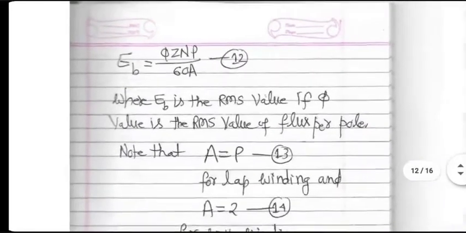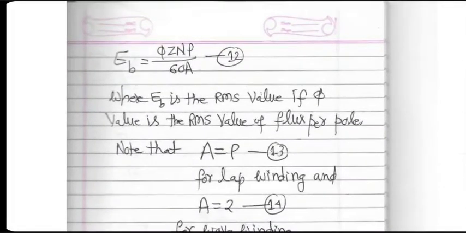Now, for lap winding, although I have not given any details, take it from me that for lap winding, we design capital A to be equal to the number of poles. That is how the design is done. It's a standard followed around the world. So if you are given a DC generator with lap winding, then simply put capital A equal to capital P in this equation. That's how the number of parallel paths is determined.